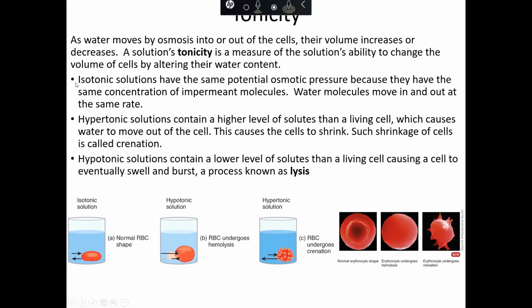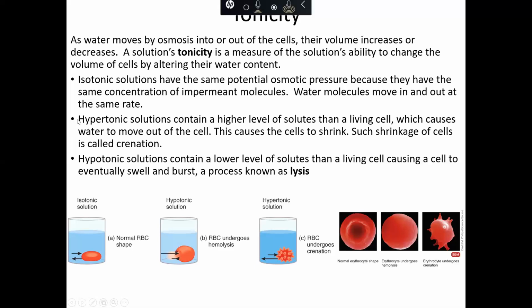Let's talk isotonic solutions. An isotonic solution has the same potential osmotic pressure because they have the same concentration of impermeable molecules, which causes water to move in and out at the same rate. The solution we're talking about is the fluid that's in the jar, and we're comparing the stuff that's in that fluid, aside from the water, what's dissolved in it. If we just use salt, for example, what's in this solution compared to what's inside the cell, because that's a fluid with stuff in it, salt being one of them. So basically, an isotonic solution is the exact same type of fluid with water and whatever is dissolved in it as what's inside the cell. So there is no concentration difference, no concentration gradient. It means water is going to move across and in at the same rate, so no change in volume occurs.